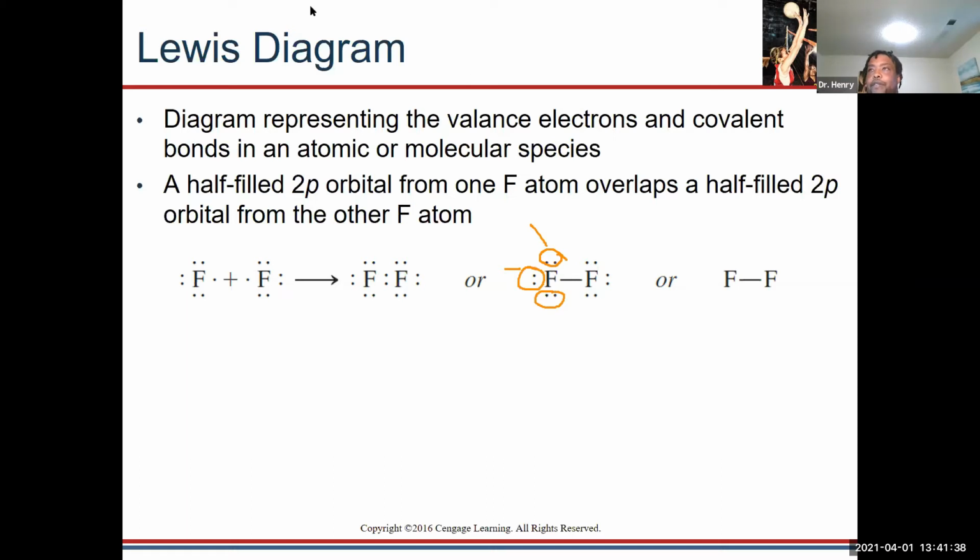Let me write that out. Because pair, we think about a pair of shoes. That's 2, right? So that's 1, 2, 3 lone pair. And then if I ask you lone pair electrons, I want to know all the electrons that are around.